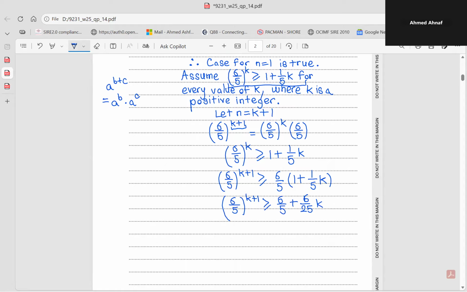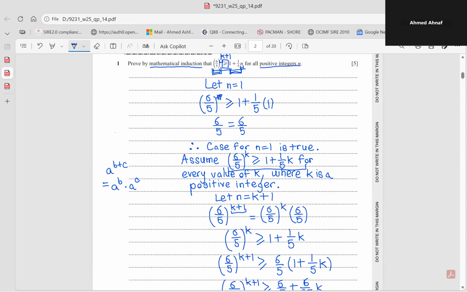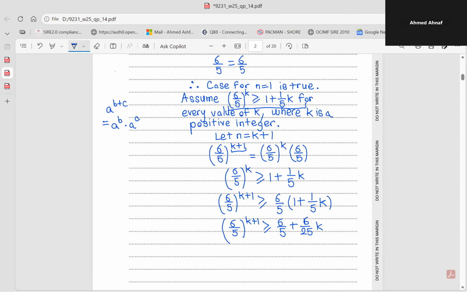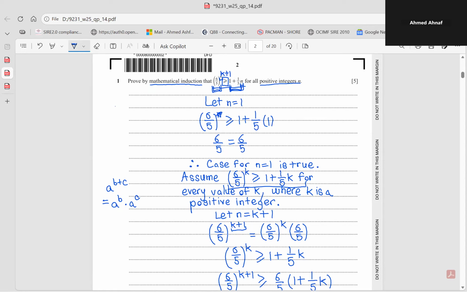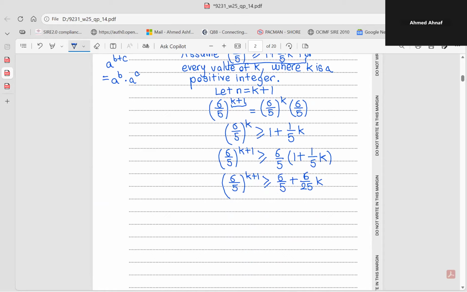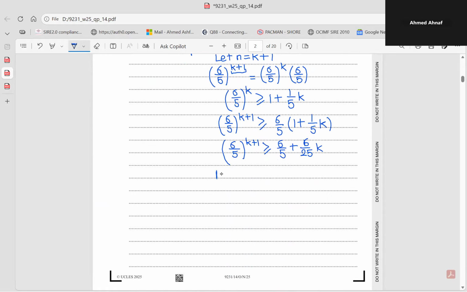Okay? I know as you're looking at this, you'll be like, there's no way for us to make it into this form, 1 plus 1 over 5 times k plus 1. So instead, now we're going to have to take the right hand side directly. So now we're just going to take 1 plus 1 over 5 times k plus 1.